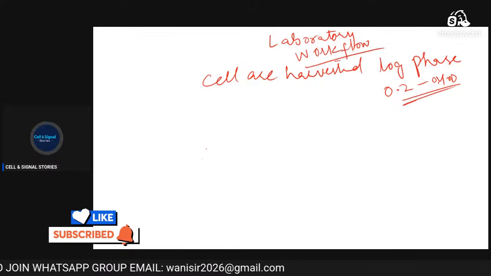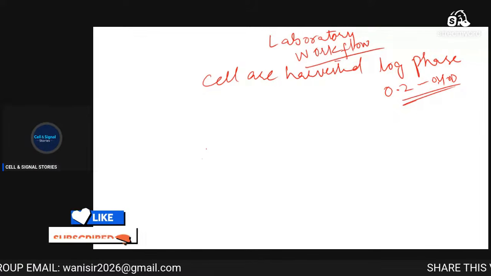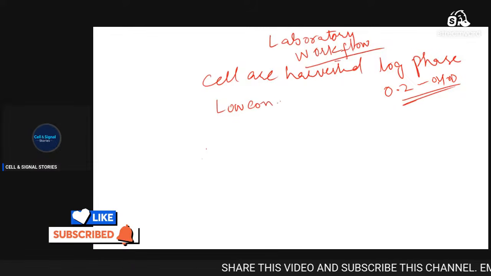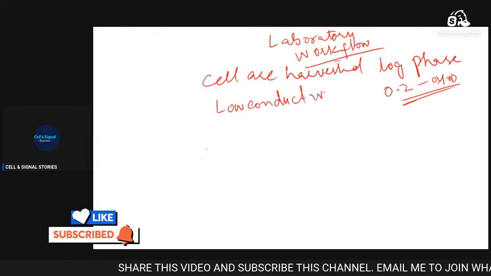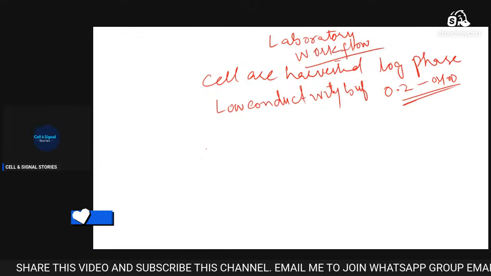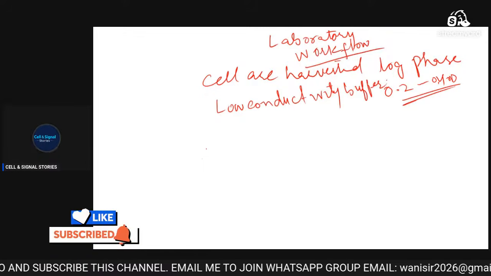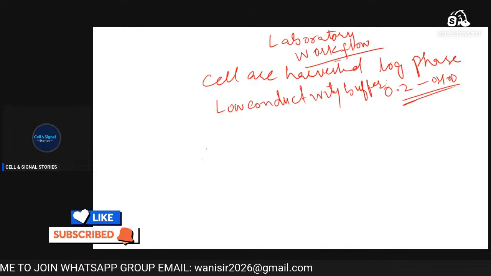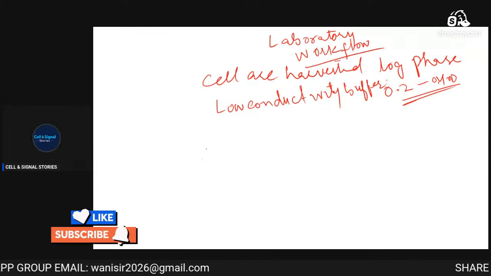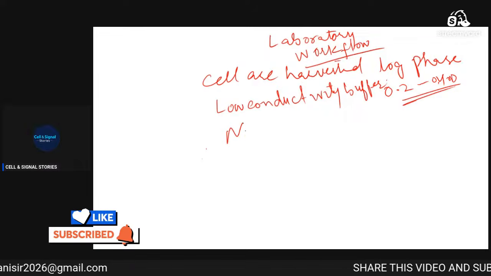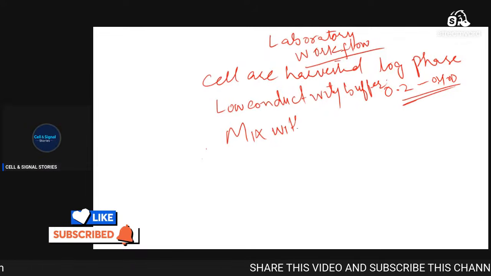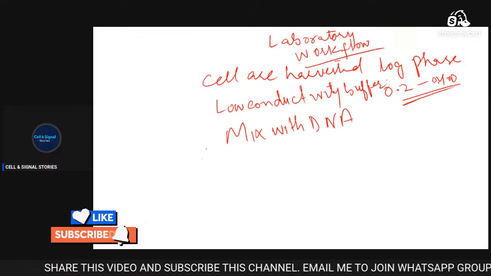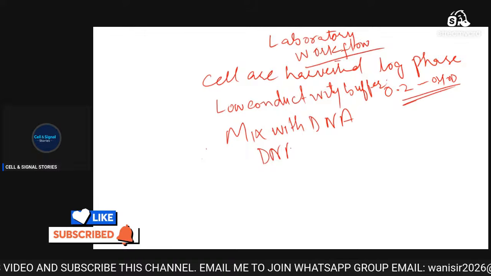After the cells are harvested in the log phase, they are washed in low conductivity buffer. Second is washing in low conductivity buffer, for example a low salt or sucrose based buffer, to reduce joule heating and arcing. This is very important. Now, the third step is mixing with DNA: a known amount of plasmid DNA.